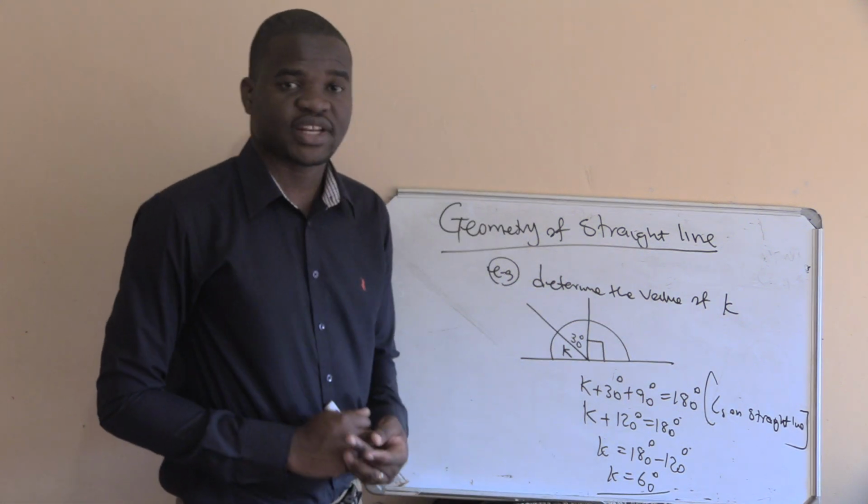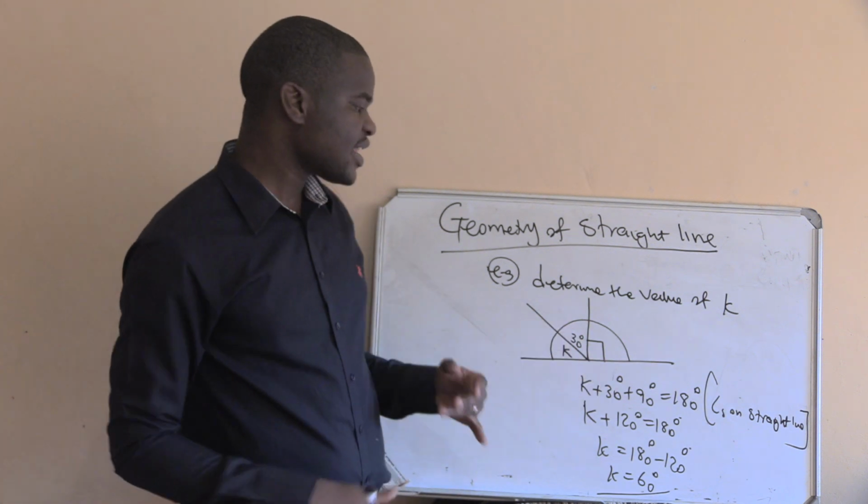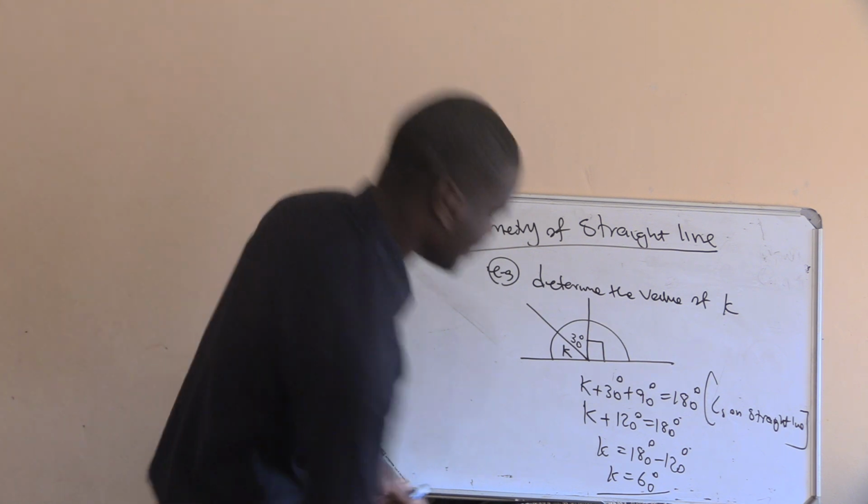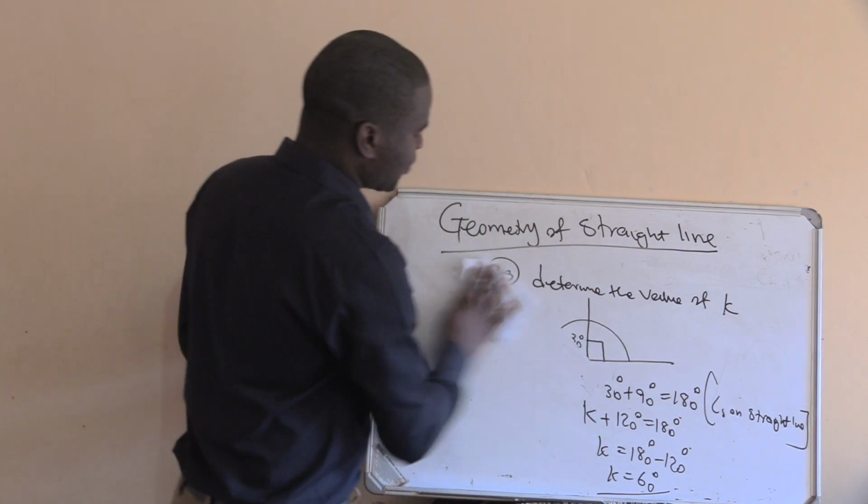Remember, this is geometry of a straight line. You must be able to understand sum of angles on a straight line. They add up to 180 degrees. Alright, let's proceed.